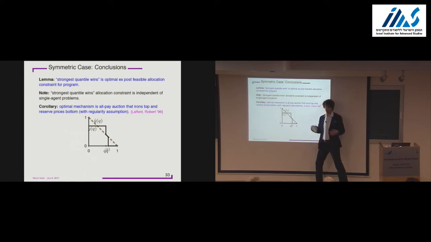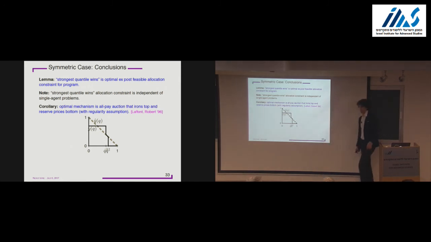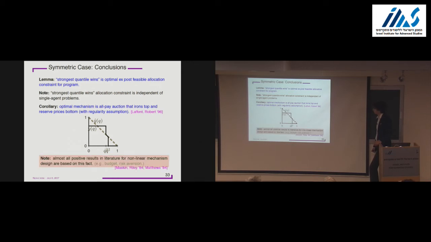So what do you do if you have multiple players? The exact same thing, right? You iron this way and reserve price that way. As far as I know, I said almost just to hedge, as far as I know, all positive results in the literature for nonlinear mechanism design in symmetric cases are based on this fact: because it's symmetric, the ex ante allocation constraints don't change given the fundamentals of the problem. And so you only have one thing to look at, and you always optimize for highest quantile wins.